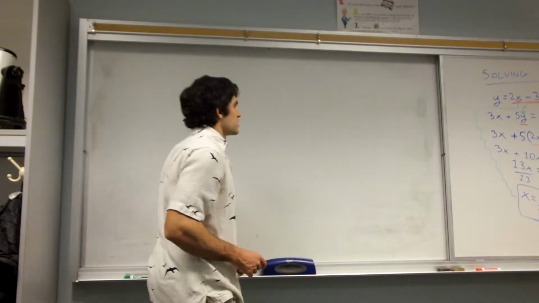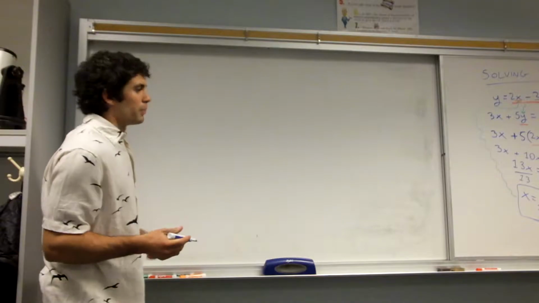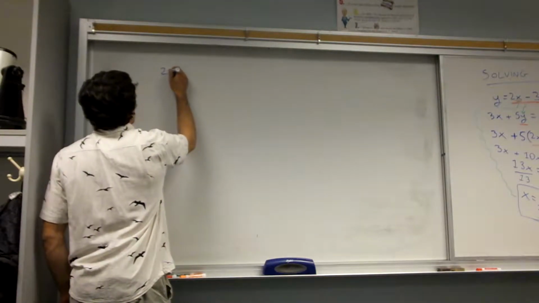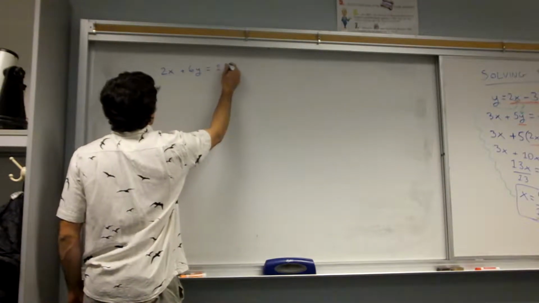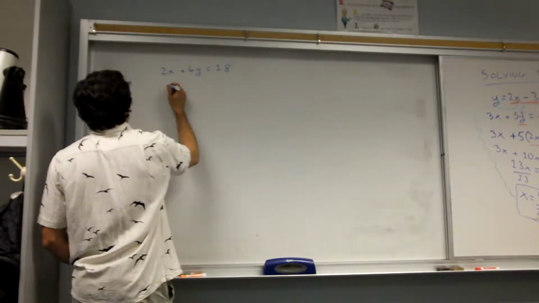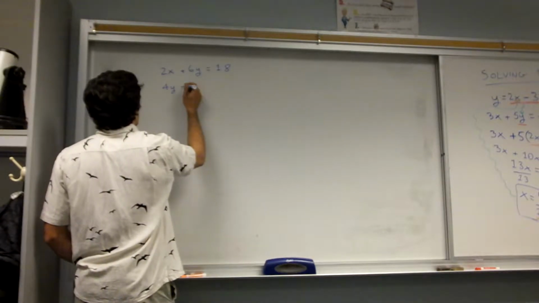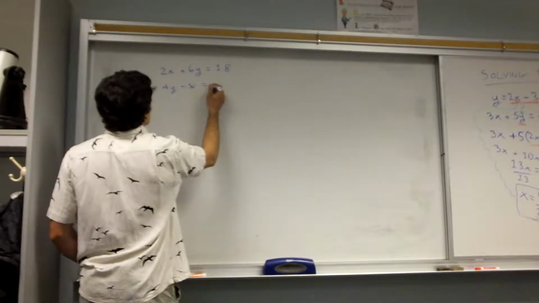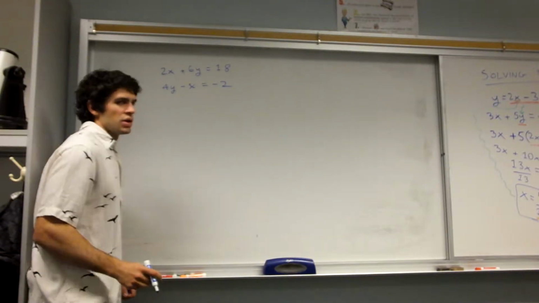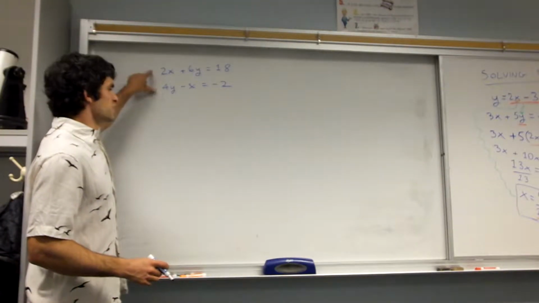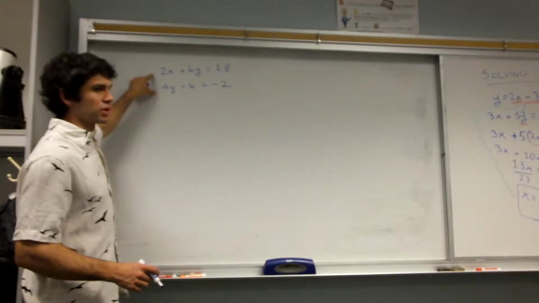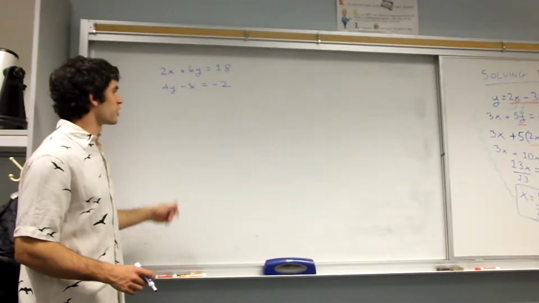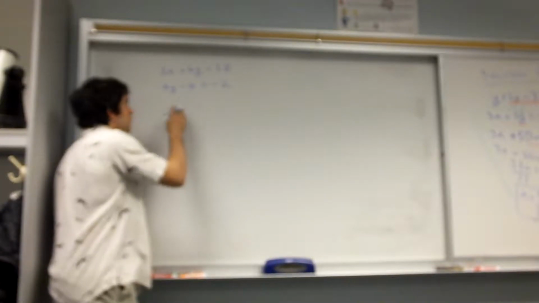So sometimes things aren't quite as easy for us. We could have an equation that looks like 2x plus 6y is equal to 18, and then we could have 4y minus x is equal to negative 2. So here, neither of these equations have been solved for us yet. So what we want to do is pick one of these two equations and solve for our variable, either x or y. So I say, let's pick this second one.